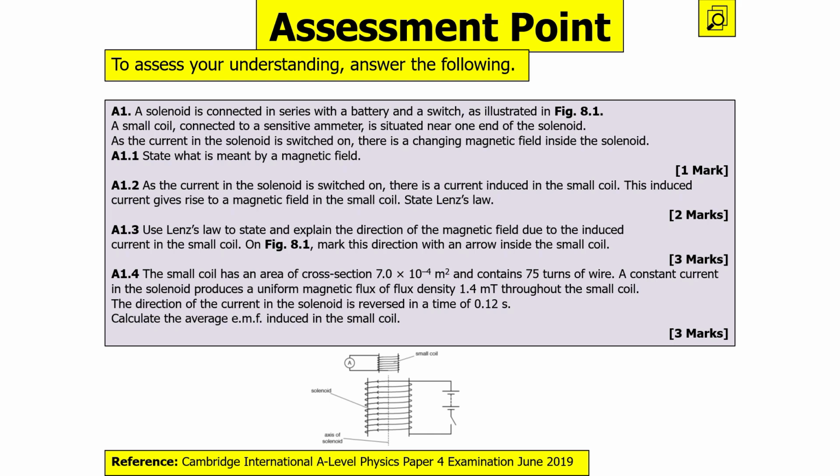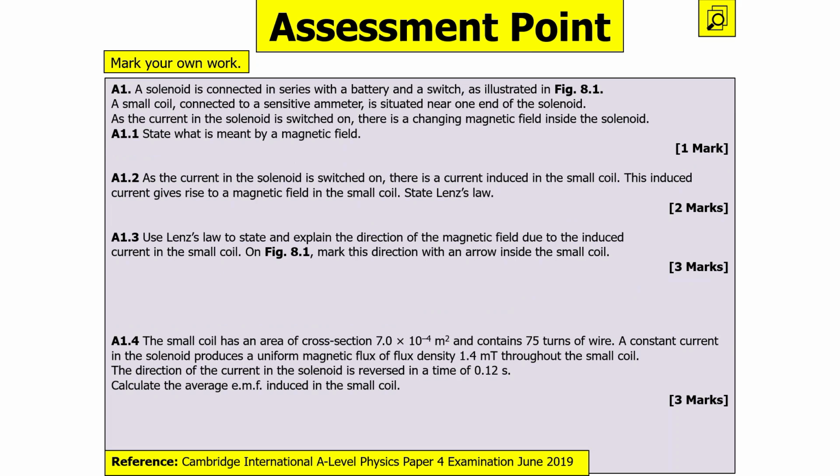The small coil has an area of cross-section 7 times 10 to the minus 4 meters squared and contains 75 turns of wire. A constant current in the solenoid produces a uniform magnetic flux of flux density 1.4 milliteslas throughout the small coil. The direction of the current in the solenoid is reversed in a time of 0.12 seconds. Calculate the average EMF induced in the small coil. So pause the video now and then unpause the video when you want to go through your answer.